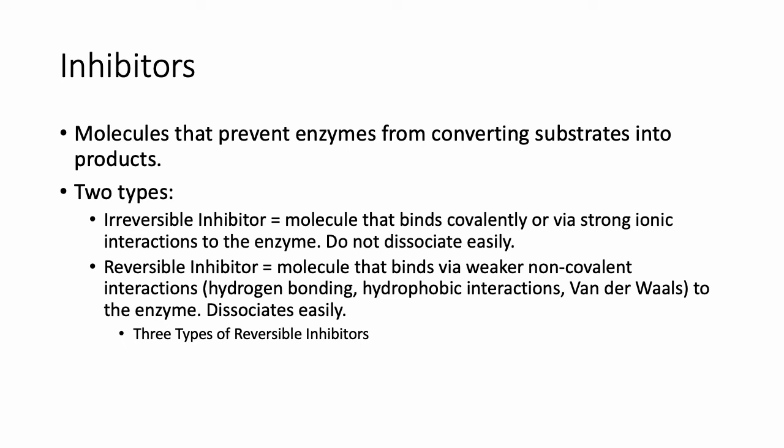Reversible inhibitors are molecules that bind via weaker non-covalent interactions, such as hydrogen bonding, hydrophobic interactions, or van der Waals forces, to the enzyme. They dissociate more easily because their interactions are not as strong. And there are three main types of reversible inhibitors that we will talk about.